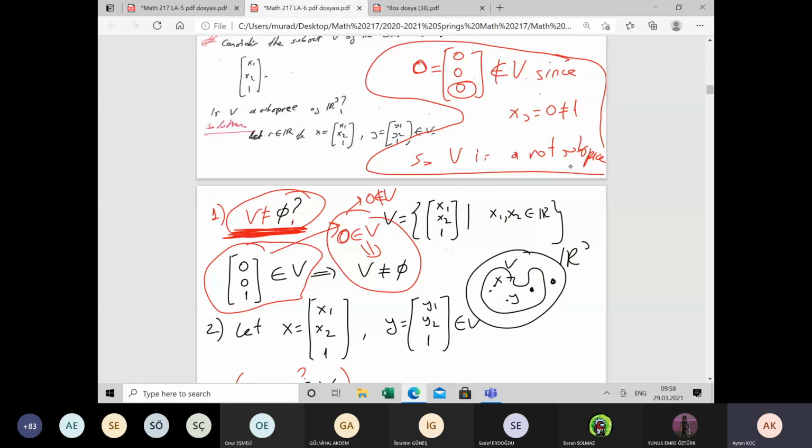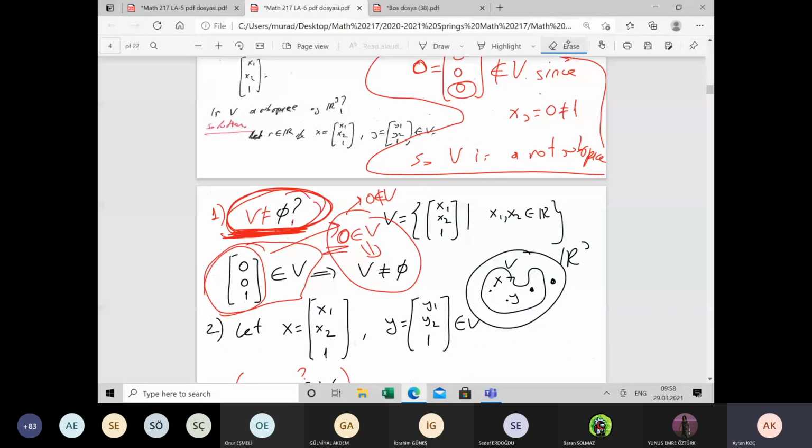In the first step, our aim is to show that V is not the empty set. Look at the special vector 0. It is better to check 0, because if it is not in V, we obtain that V is not a subspace. It's okay at the beginning. Any question?